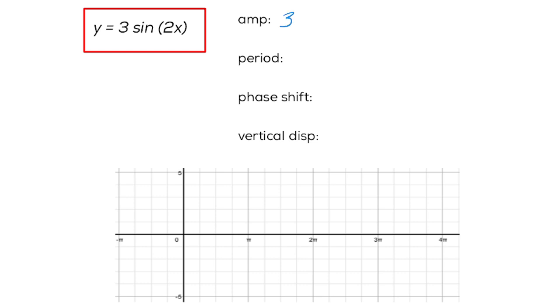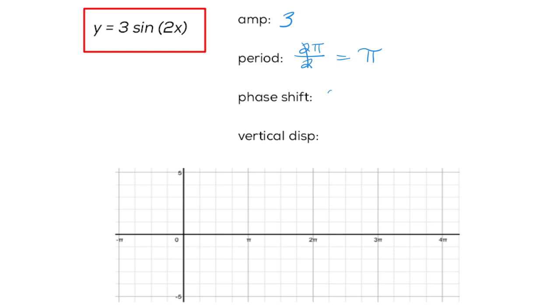So it's going to stretch up 3 and stretch down 3. The period is going to be your formula, 2 pi over B, so 2 pi over 2, which is going to reduce to just pi. So this is a horizontal shrink. So instead of taking 2 pi to start repeating, it's only going to take pi.